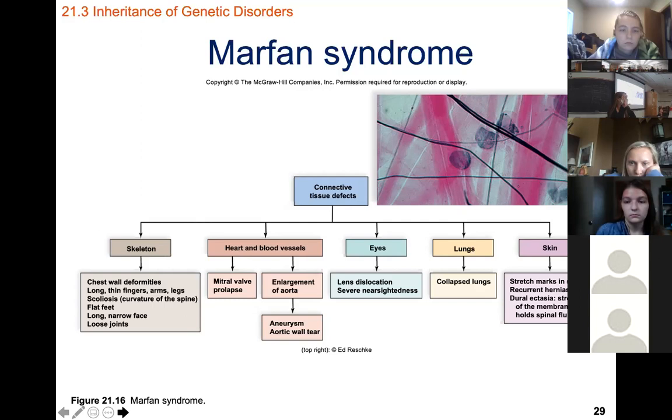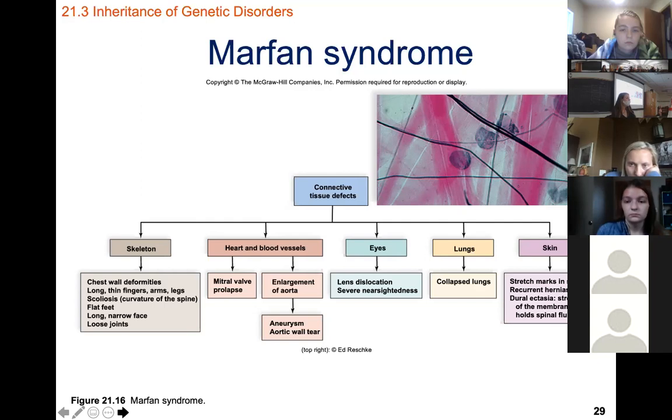Anybody a contact or glasses wearer? I wear contacts. I am nearsighted, which means that I can see near. That's how I remember that, which means that if I were to take my contacts out, I couldn't read that poster. I probably couldn't read your shirt. I'm pretty severely nearsighted, but I do not have Marfan syndrome.